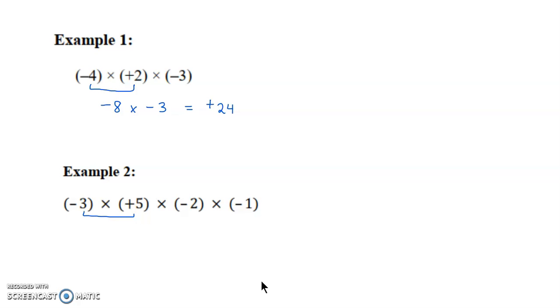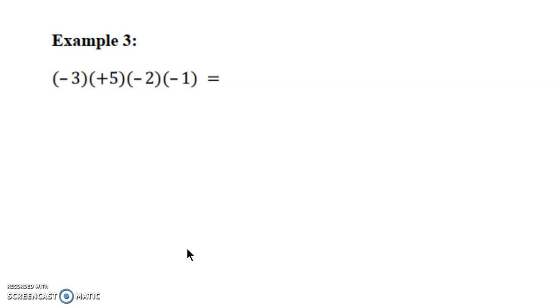Negative 3 times positive 5, because the signs are different, the result here will be negative 15, multiplied by negative 2. Now the signs are the same, so the answer will be positive 30. And now we're going to multiply positive 30 by negative 1. Signs are different, so the answer will be a negative 30.